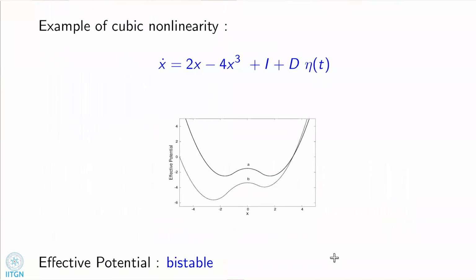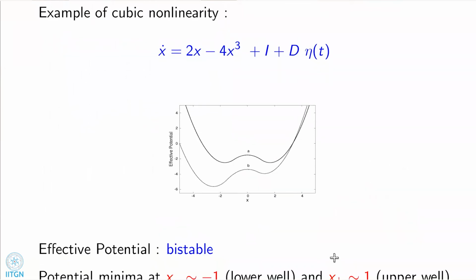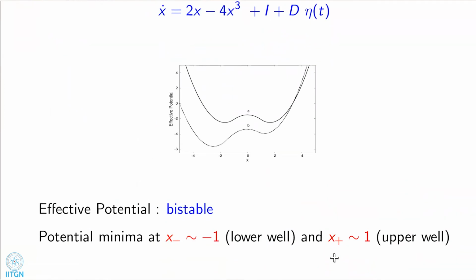Say I take a cubic nonlinearity, two wells, bistable. Now I add this. One well is roughly at -1, one is at +1. I call one of these output 1, the other output 0. Very simple.